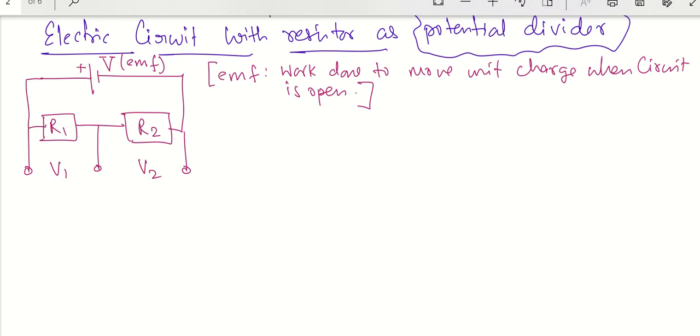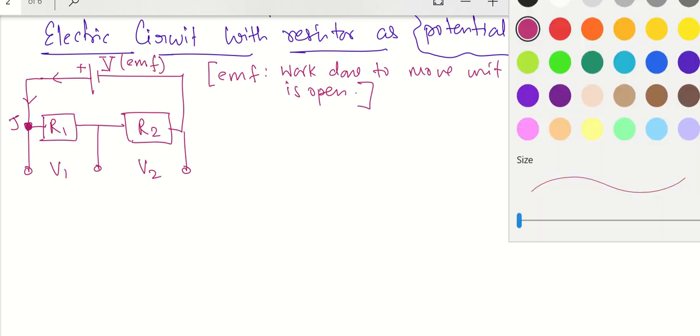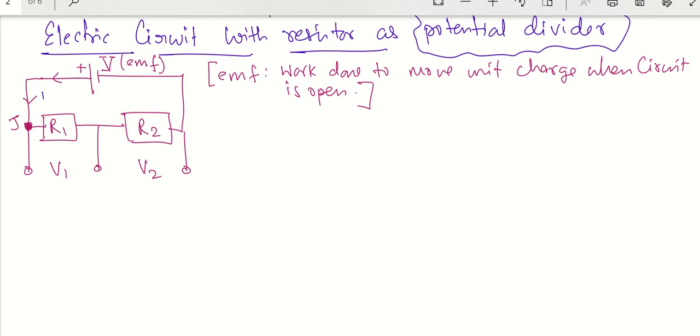This is positive, this is negative, so current will flow like this. You agree with that? And this is called your junction. Once you come to the junction, the current I which was coming here has to now divide. So let me use a different color because that will be easy for us to understand. I will use blue, and put here I, and then I1 and I2.